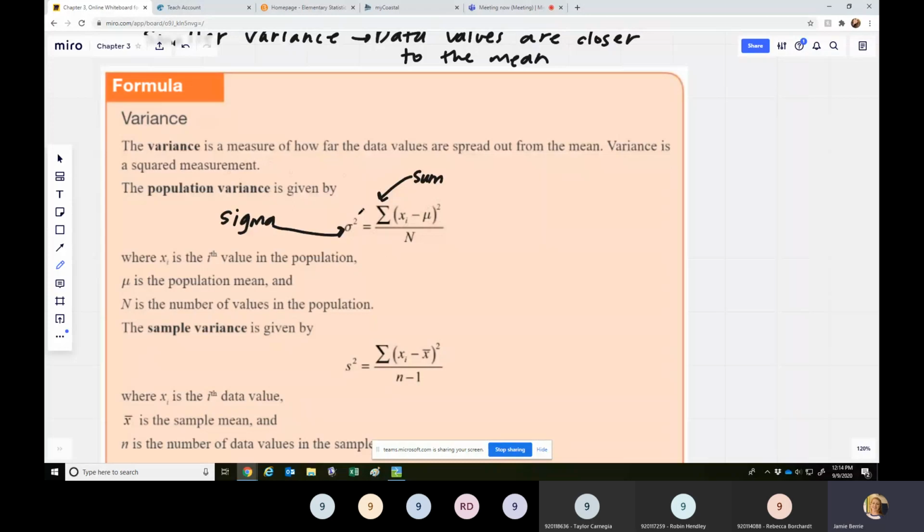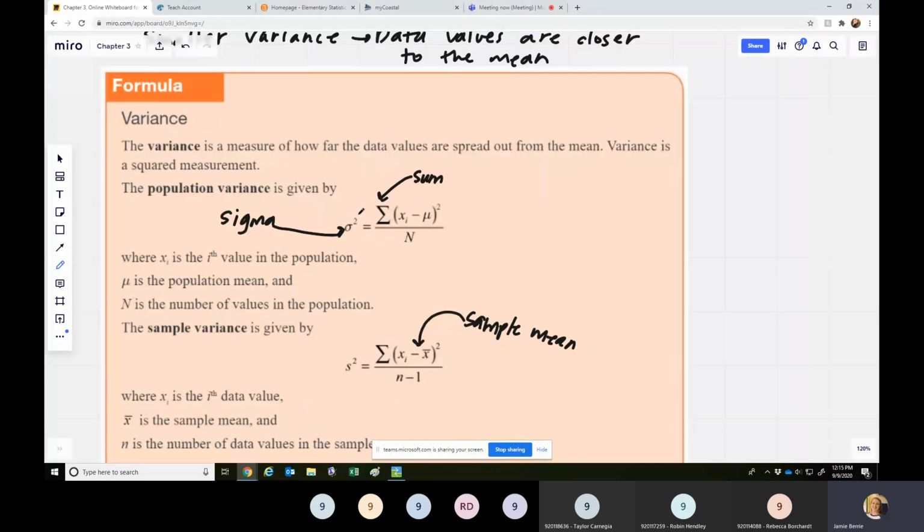All right, so we're taking the sum of all the x's minus the mean squared, and we're dividing that by capital N, where N is the number of values in the population. And I just want to point out the differences for the formula with the sample variance. Again, we're using an S from our regular alphabet. So if you're talking about the sample, they use the letters from our regular alphabet. So S squared equals the sum of all the x values minus x bar, which is the sample mean, squared, divided by the sample size minus 1.